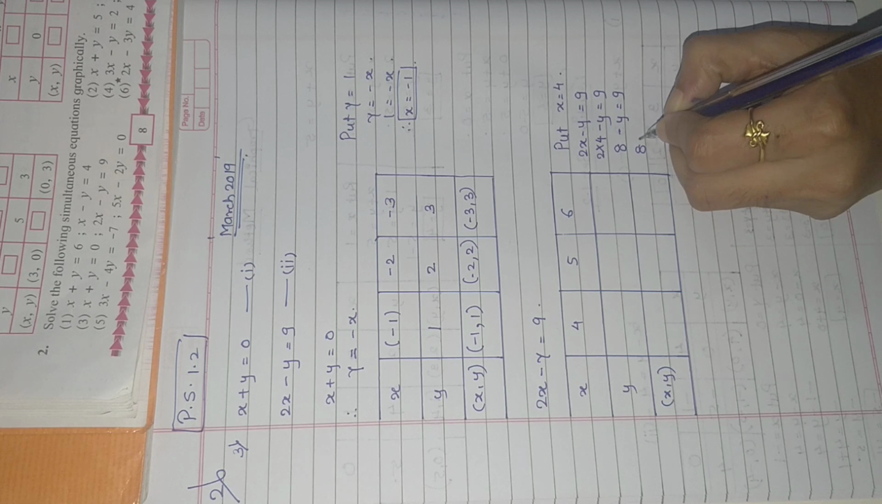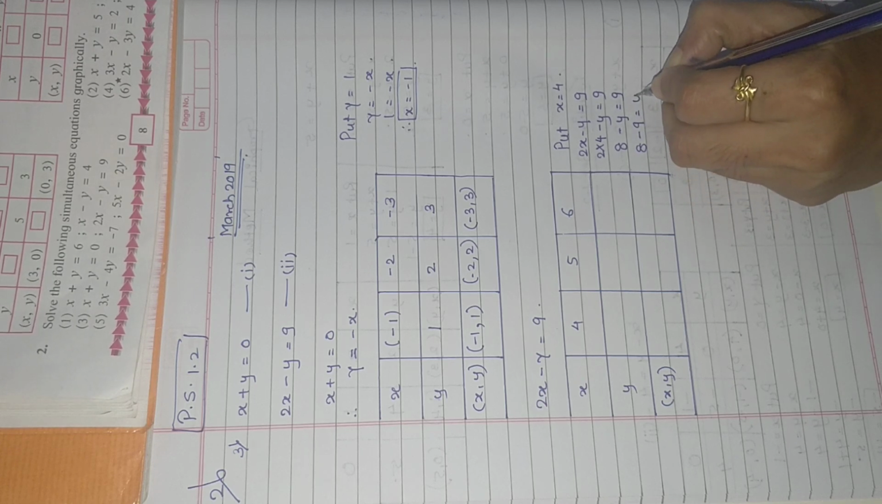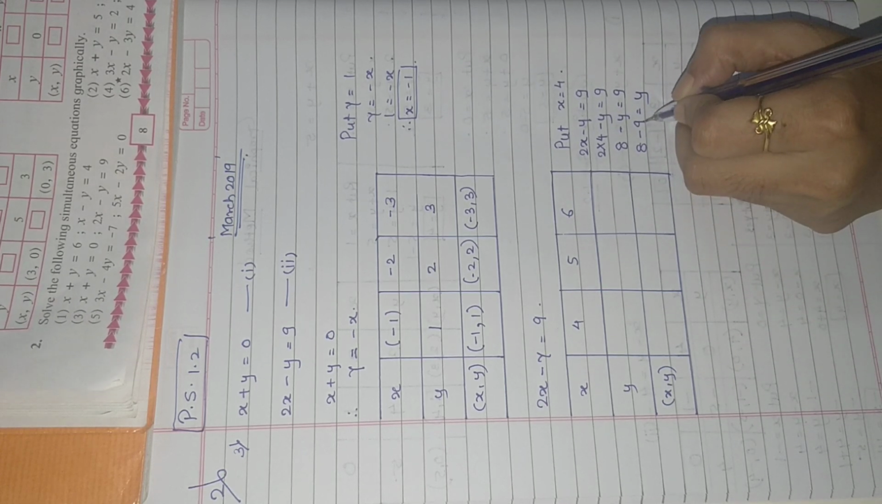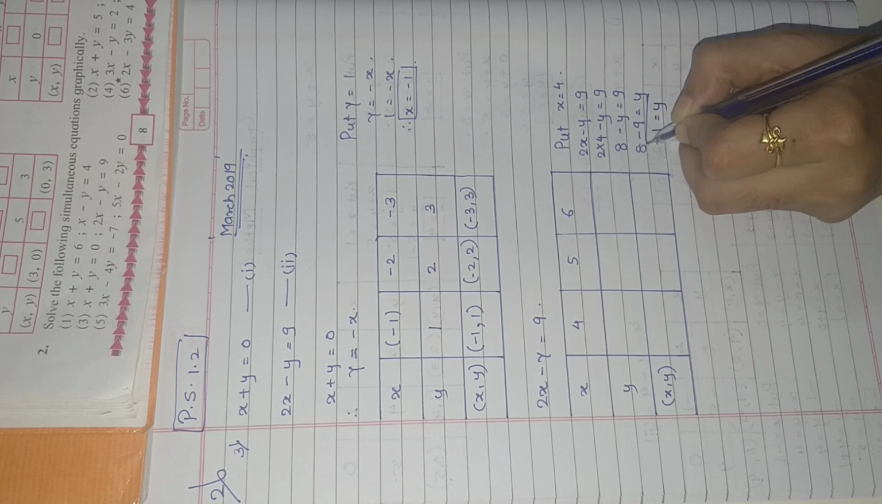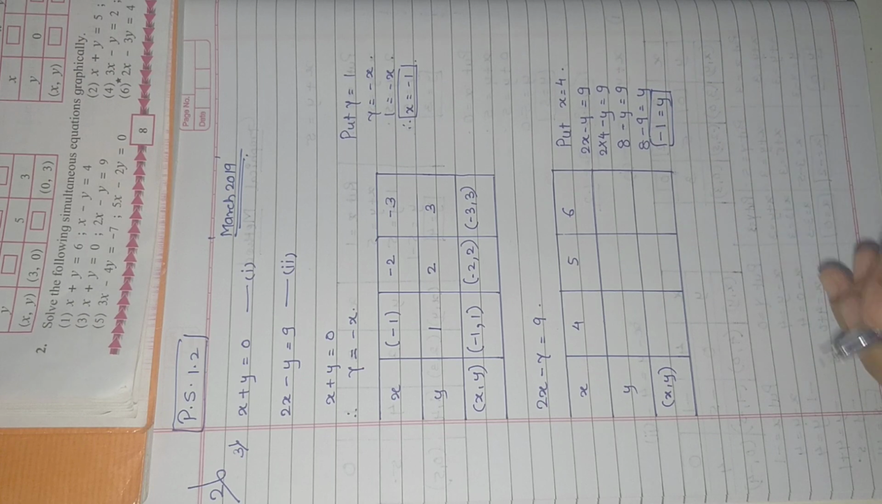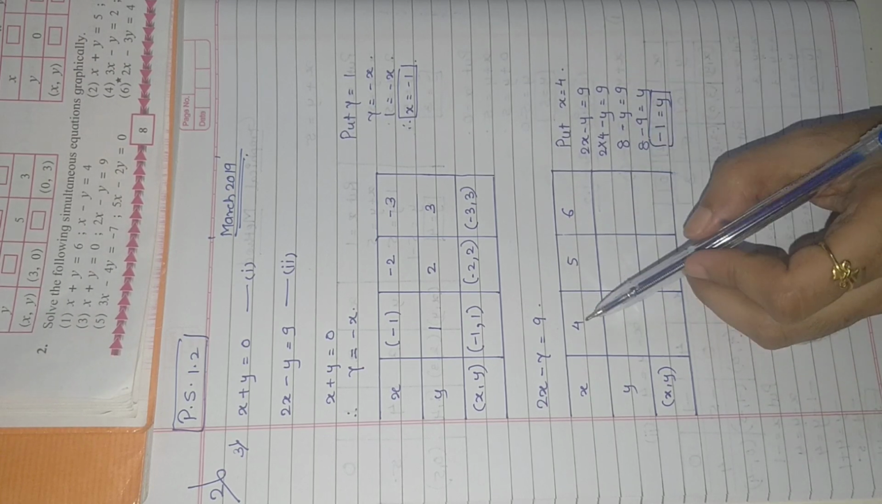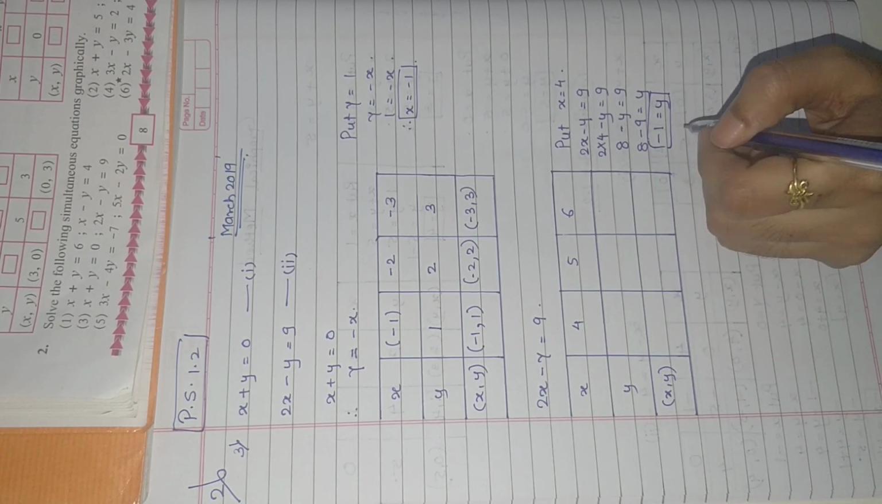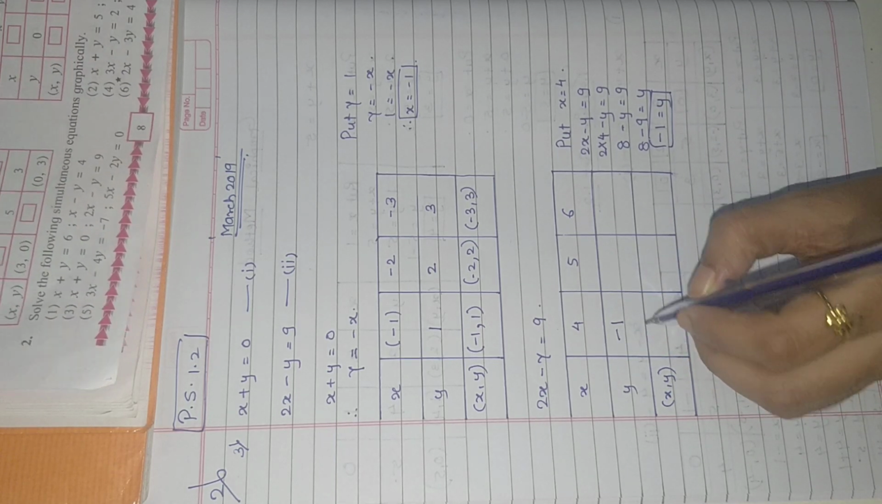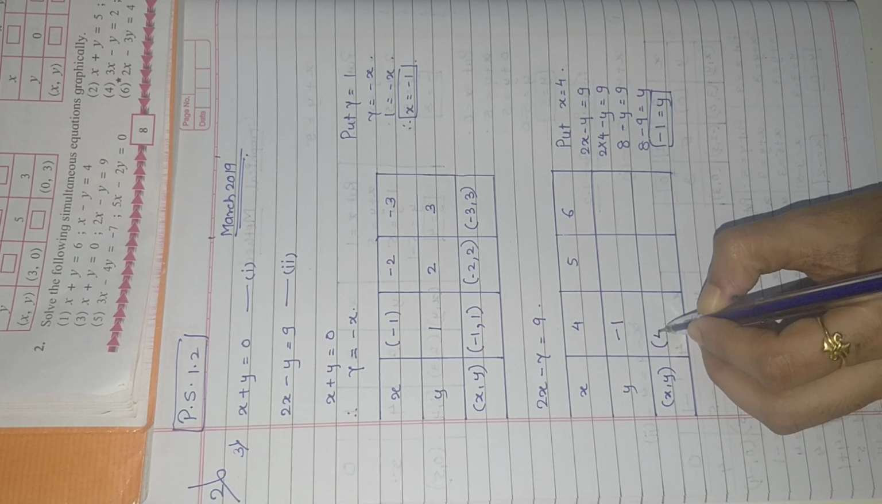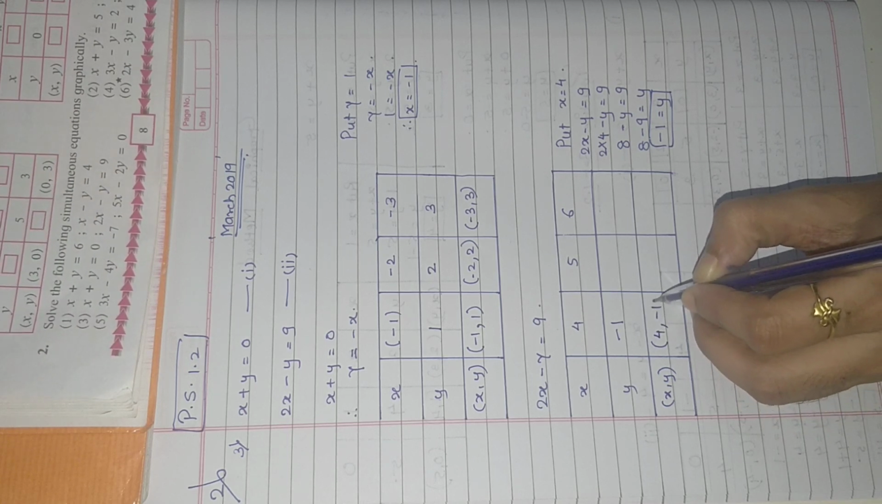So 8 minus 9 is equal to y. So 8 minus 9 is how much? Minus 1. So your y value is minus 1. Clear? So when you assumed x as 4, you will get the value as minus 1. So is it a whole number? Yes. So the coordinates are 4 and minus 1.